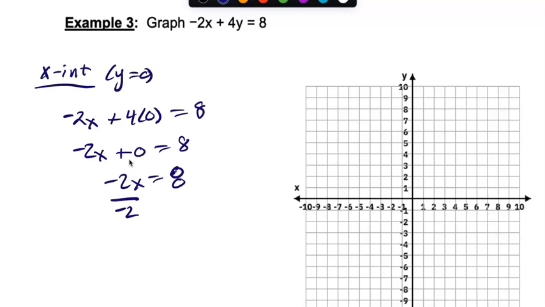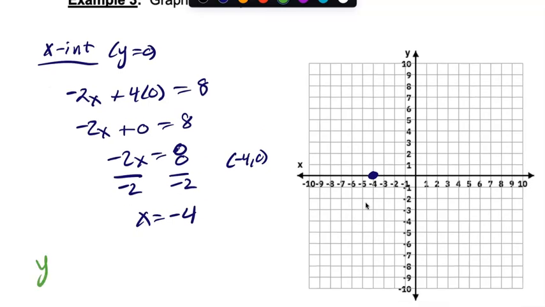Divide by negative 2. So I get x equals negative 4. So my point there is negative 4, 0. So that's my x-intercept. On the x, you go to negative 4. That's my first point. So that's our x-intercept. Now let's find the y-intercept. We're going to do the same thing, but we're going to plug in 0 for our x.